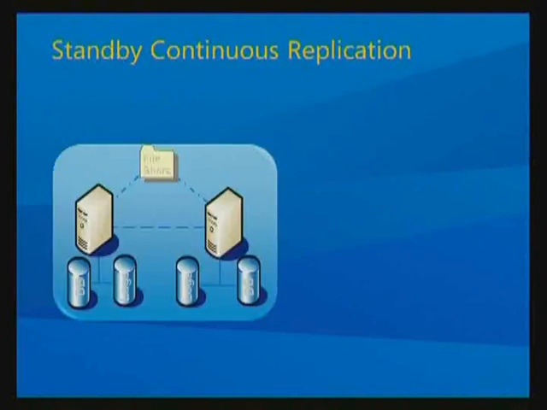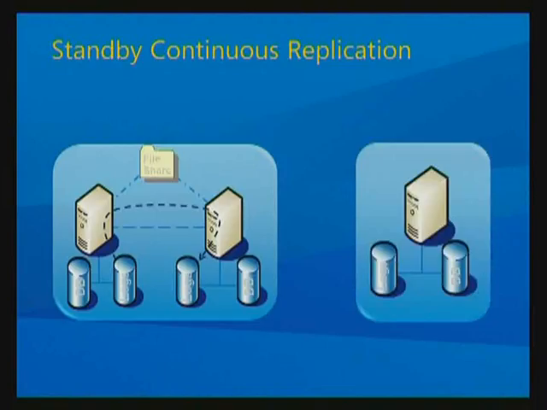So, standby continuous replication. What you see here is CCR, which is clustered continuous replication. You have two servers. They each have their own storage, and there is replication going between the two servers. It's log shipping. We are shipping the logs. As a log closes, it gets shipped over to the other side, and that log is then played into the database.